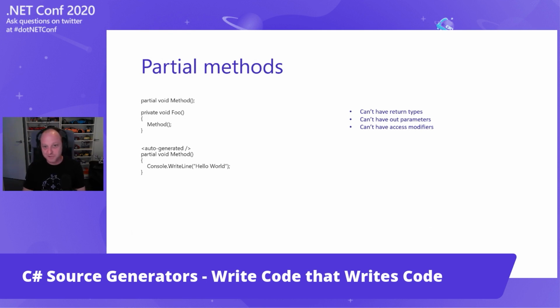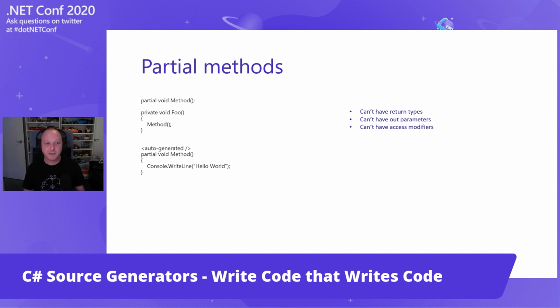Partial methods. I'm trying to whip through this so I can get to the demo. So I said that source generators can't change code, and that's true, but there are tricks. Partial methods are one trick to allow you to augment the code a little bit. Partial methods have been in C# for a while, and the way they work is you define a method signature, you call that method somewhere in your code, essentially creating a hole that will be plugged in with some real code later. And then optionally, you can provide an implementation for that method. If you don't provide an implementation, that method call just gets removed.